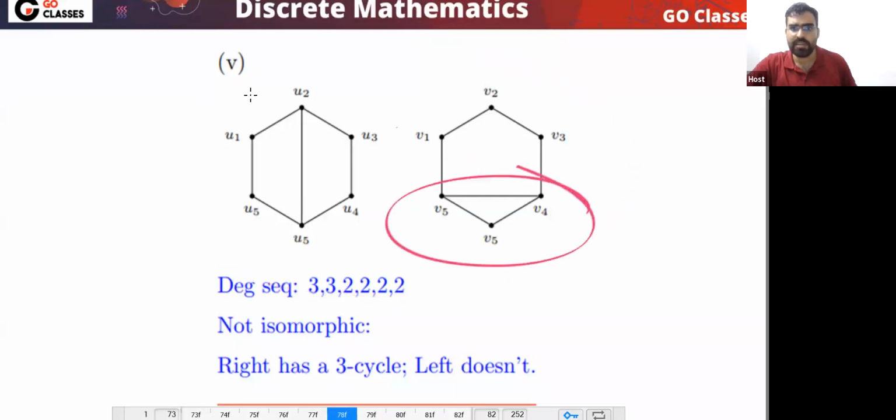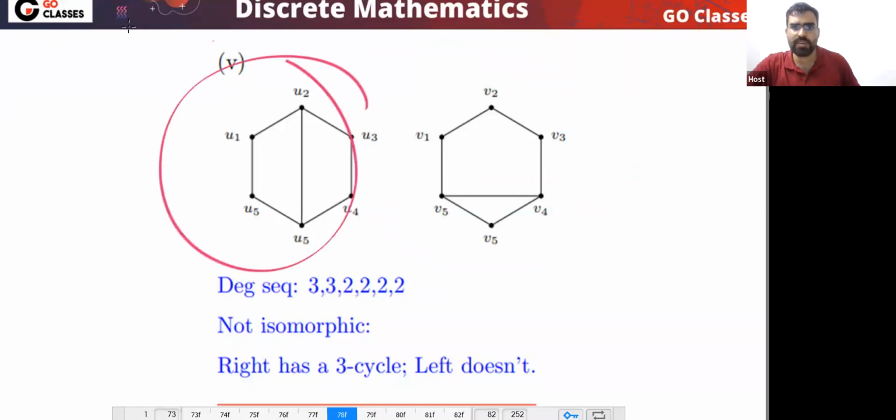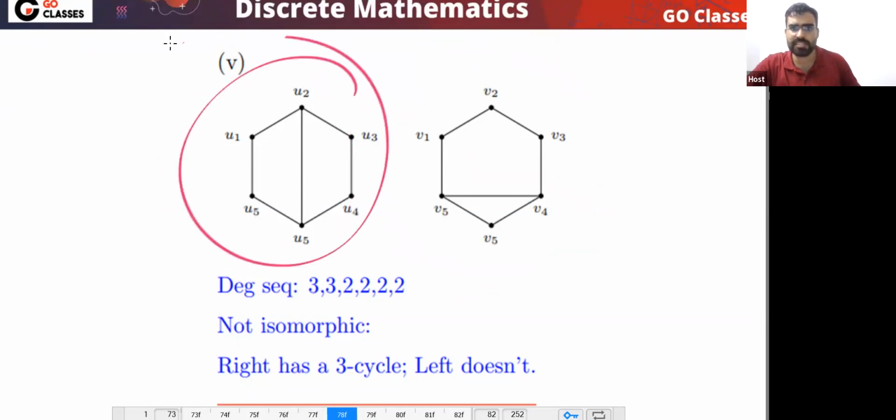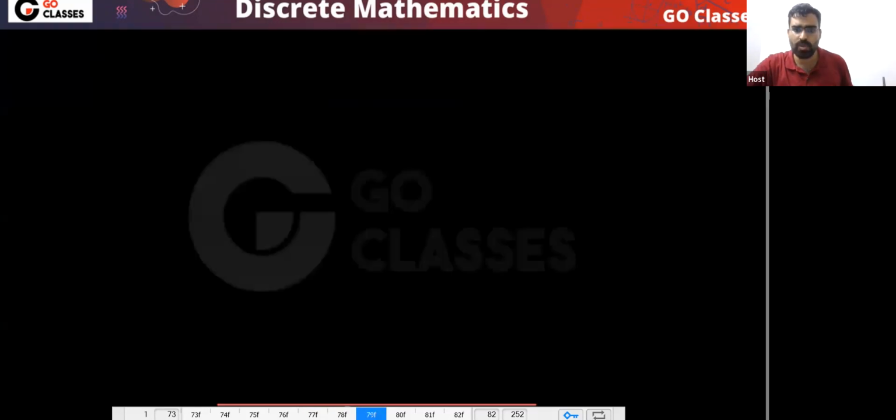You can notice here we have a 3-length cycle. Here we don't have a 3-length cycle. There is a 3-length cycle. Here there is no 3-length cycle. So I can say they are not isomorphic.